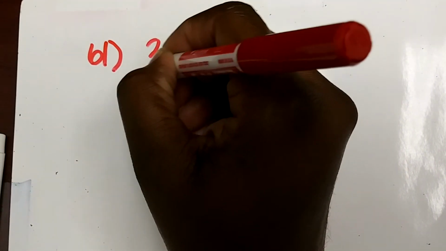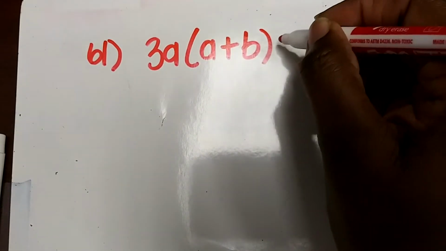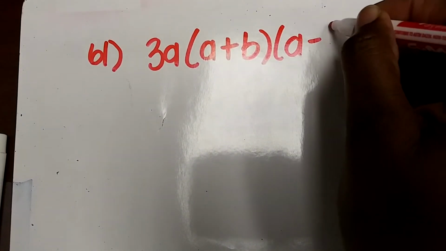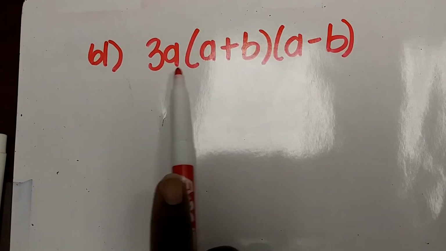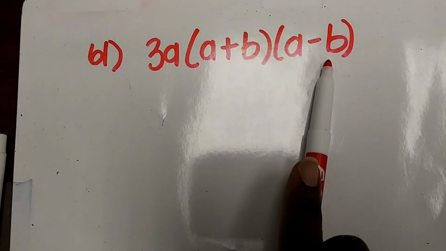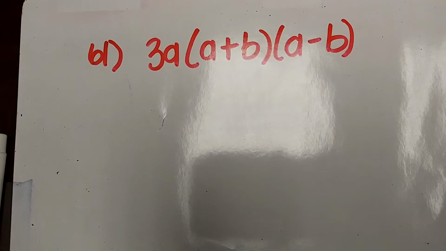Number 61. I have 3a times a plus b times a minus b. You are multiplying. Parentheses mean multiply. You can multiply however you like. You can multiply these two together, or these two together first, or this term and this part together first. It really doesn't matter how you multiply. I'm going to do 61 a little different, but it doesn't matter.